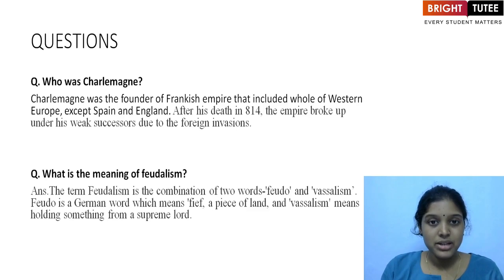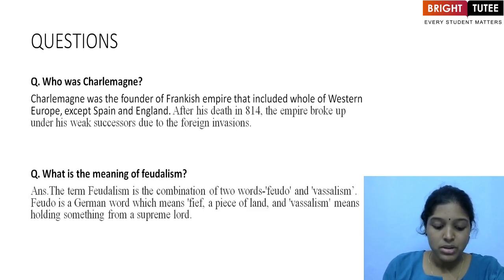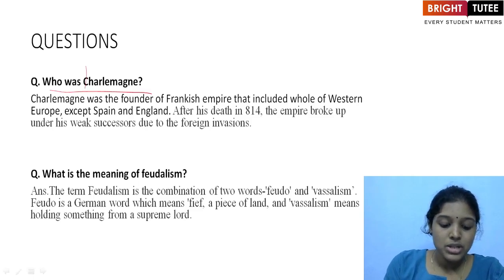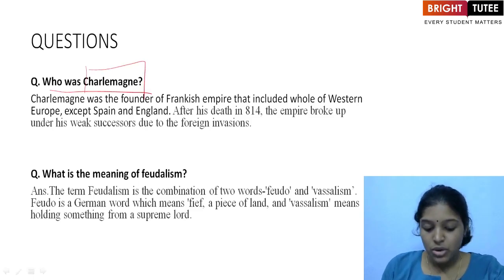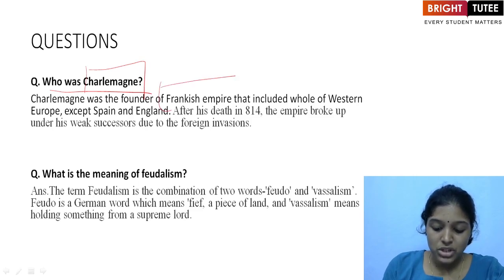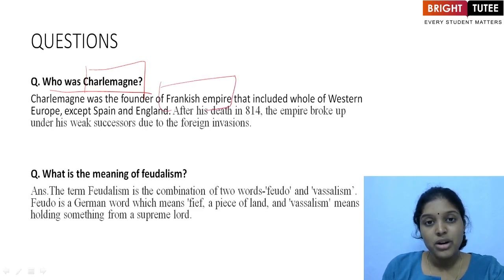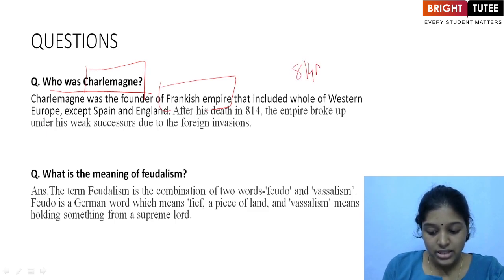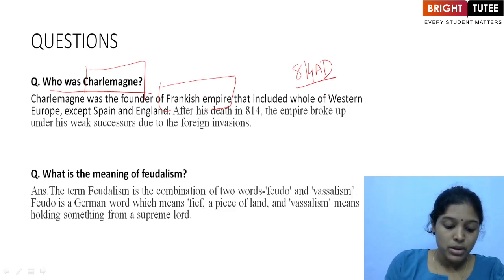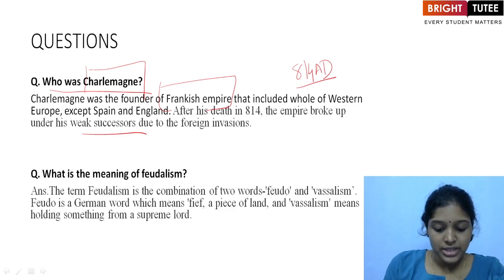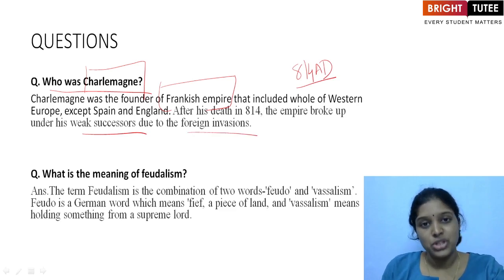So now we will look at some questions from the part which we have covered till now. The first question is, who was Charlemagne? So we saw that Charlemagne was the founder of Frankish Empire, which included almost all parts of Western Europe except Spain and England. And after his death in 814 AD, the empire, that is the Frankish Empire, broke up under weak successors due to foreign invasions.